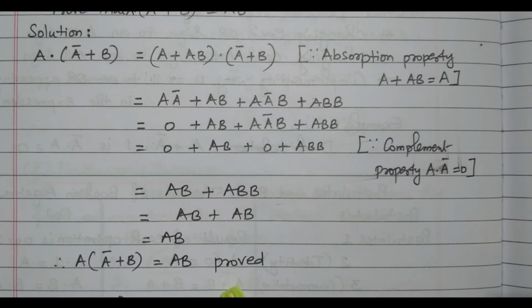While simplifying any Boolean expression, if we have the term a into a bar plus b, we can replace it as ab, right? So in this video we discussed two theorems. We proved the two theorems. One is a plus a bar b equal to a plus b. Another one is a into a bar plus b equal to ab, right?